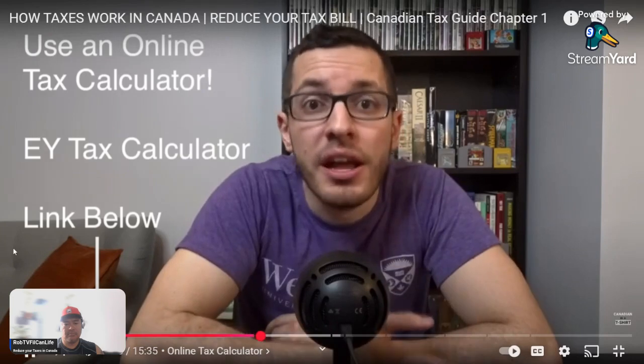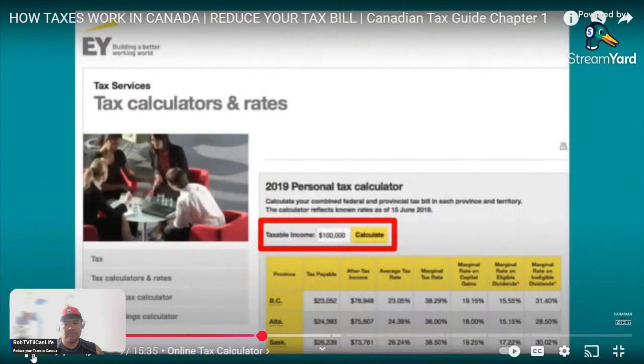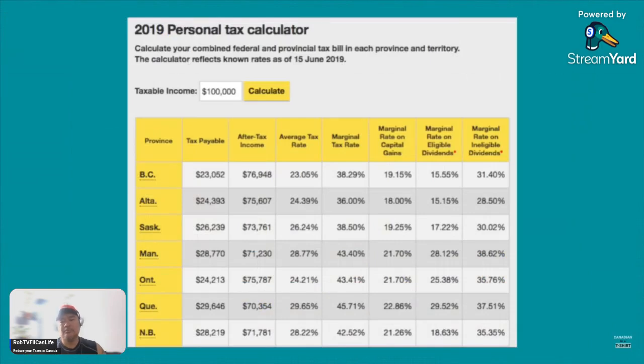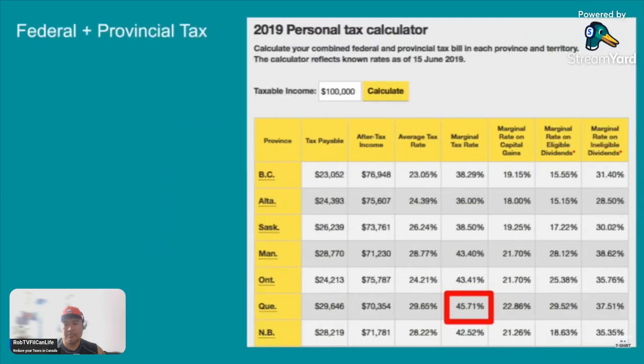The one that I like is the EY tax calculator that you can see here, and I'll include a link below. So you enter your income here, let's say $100,000, and we scroll down to the province we live in. Let's say we live in a province with a heavy tax rate like Quebec. We see here the total taxes we'll pay, the net income, the average tax rate, and the marginal tax rate. The total tax amount here includes the federal and provincial tax.